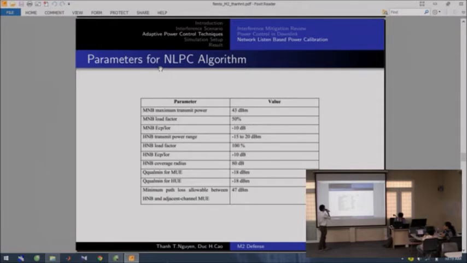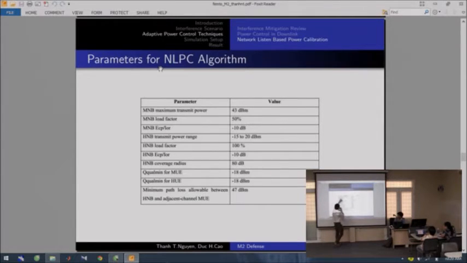Here we go to the parameters for the algorithm. Maximum transmit power. This is typical for a macro cell. Loading factor. It means that when the femtocell only, the macro cell only transmits 50% of its maximum power. This is the energy per chip to the total transmit power.